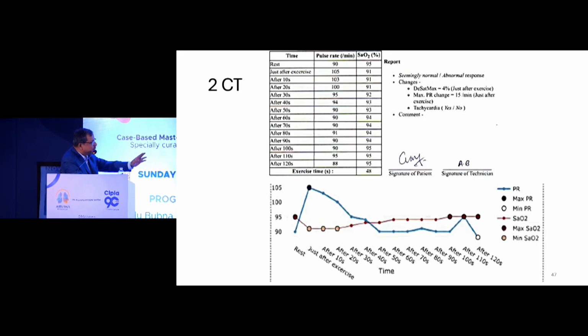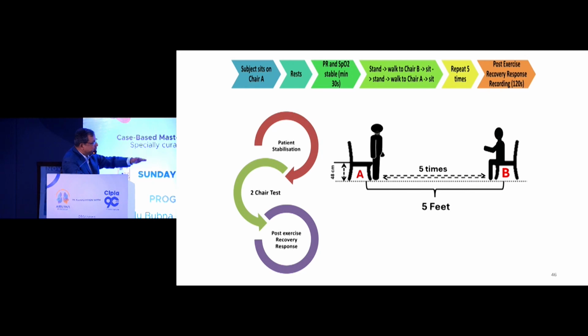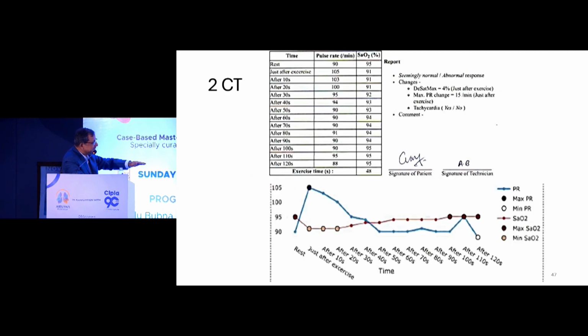You can have 2 curves. One is the pulse rate, the blue one, and the red one is a saturation curve. You can see the saturation dropped, and then it gradually went up to reach the baseline. Here you can find that the patient has got desaturation of 4%, from maximum saturation to minimum saturation, and that we named as desat max. And below we can see how it moves.